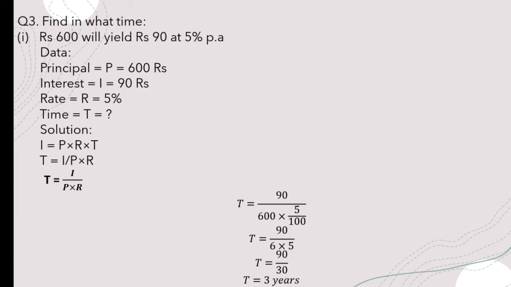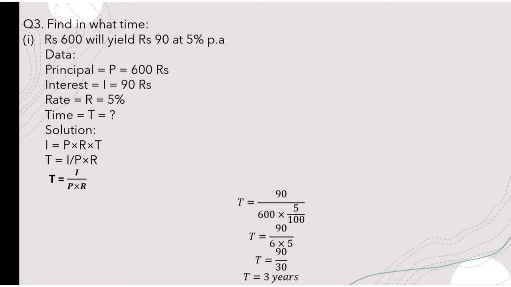So T equals I upon P multiplied by R. Now put the values. T equals I, our interest is 90, so I have written 90 as the numerator, upon P multiplied by R, which becomes 600 multiplied by 5 by 100. Of course 5% means 5 upon 100. Now 100 and 600 can be cancelled out by the table of 100. So we are left with 90 by 6 multiplied by 5, which is equal to 30. So our second last step is 90 by 30, and after cancellation we have T equals 3 years.